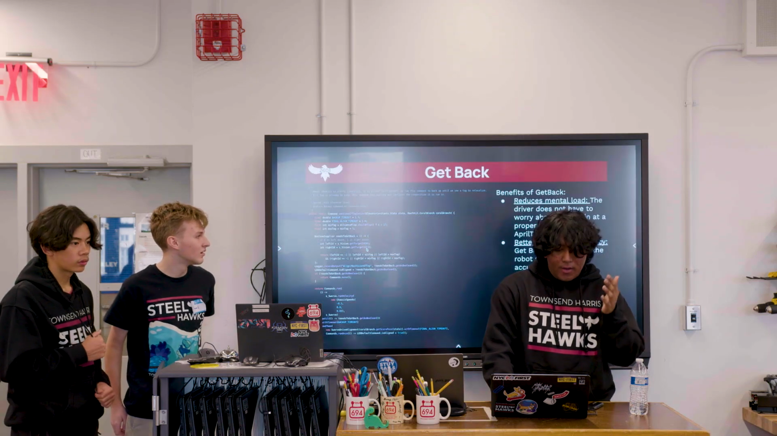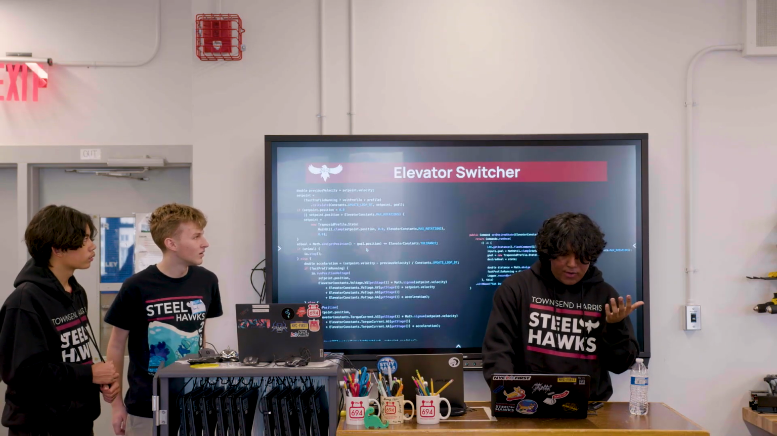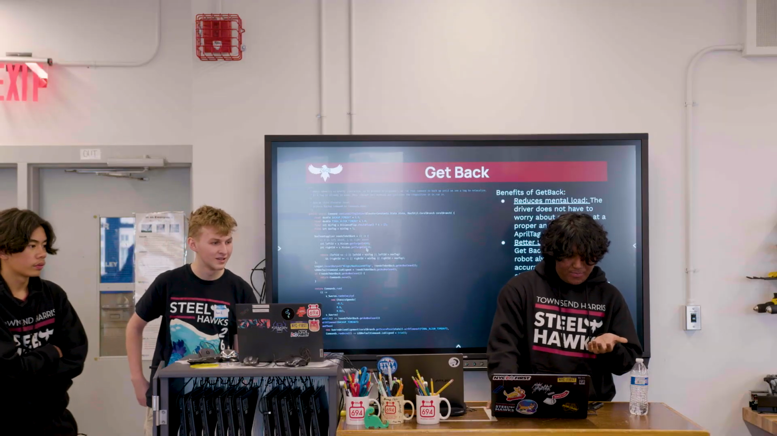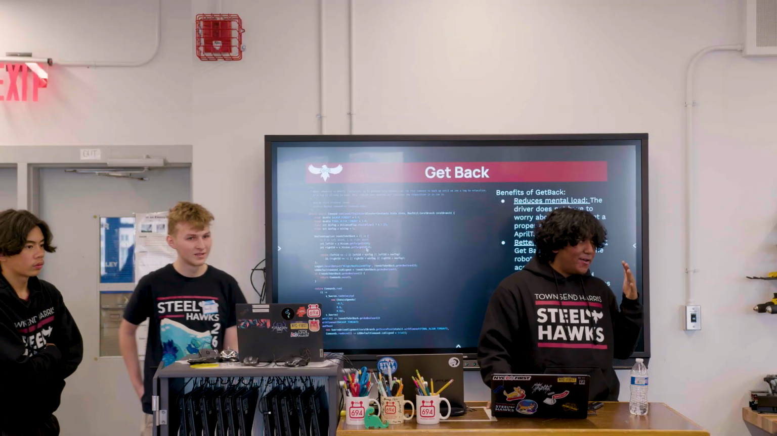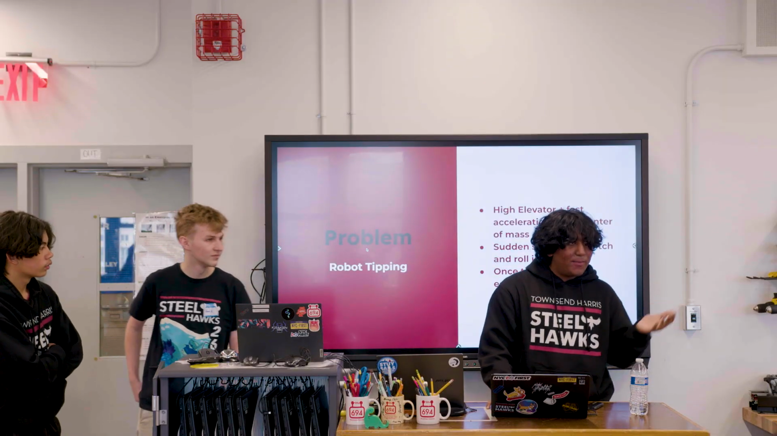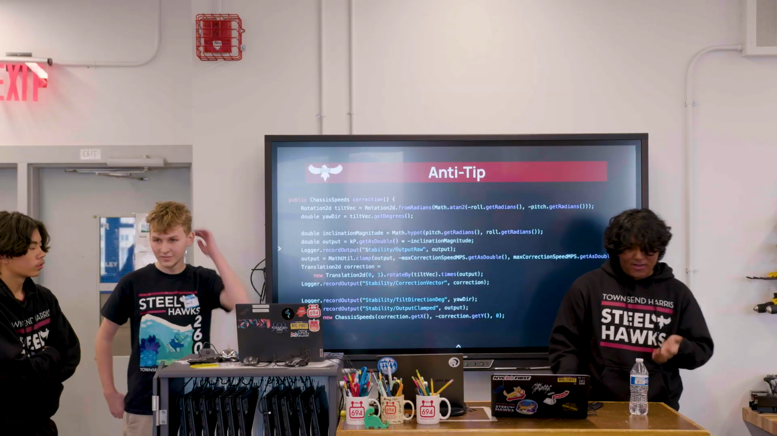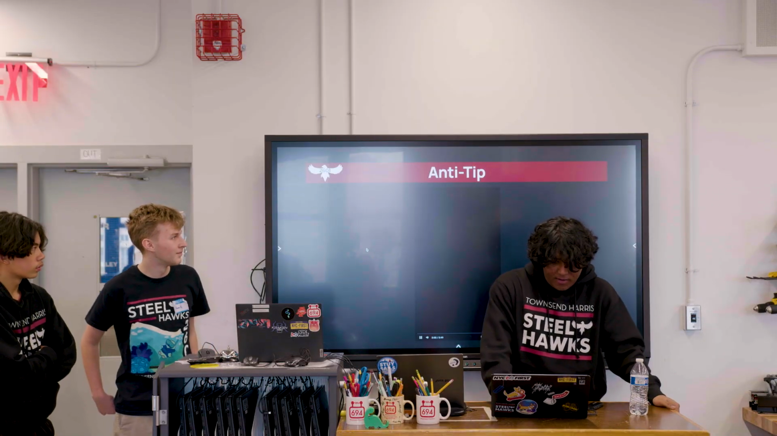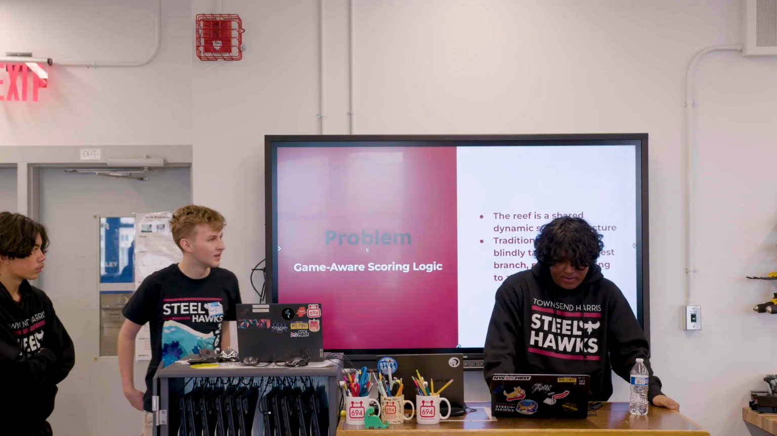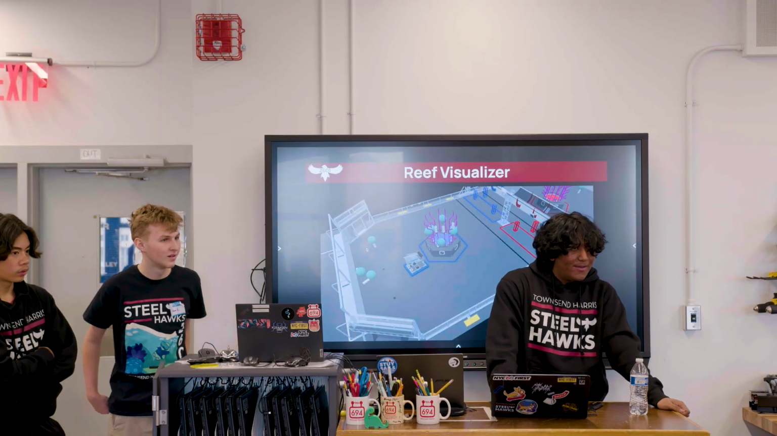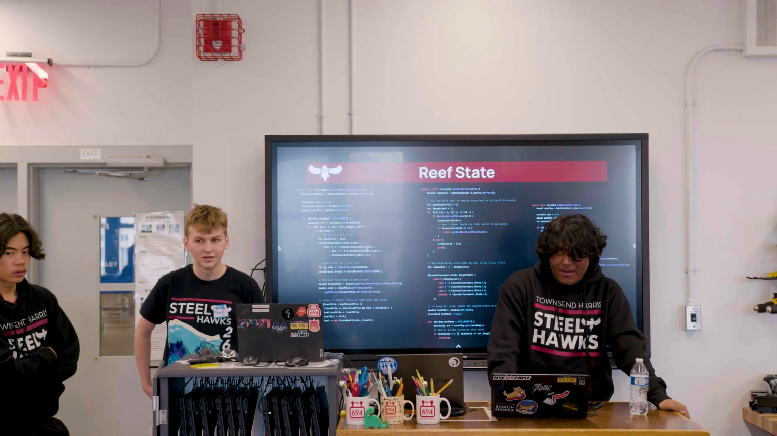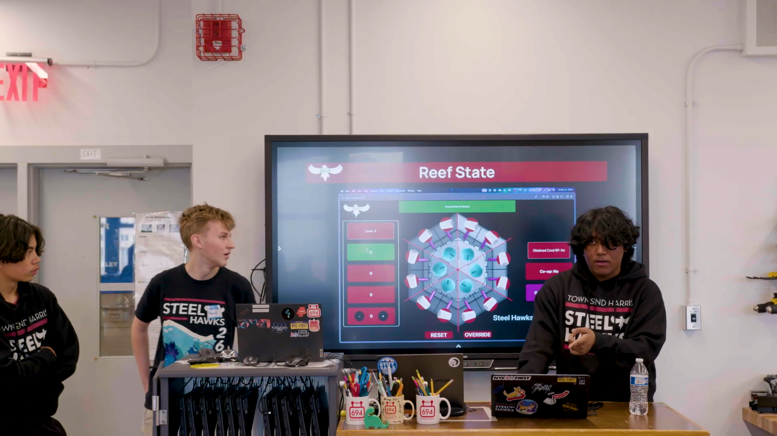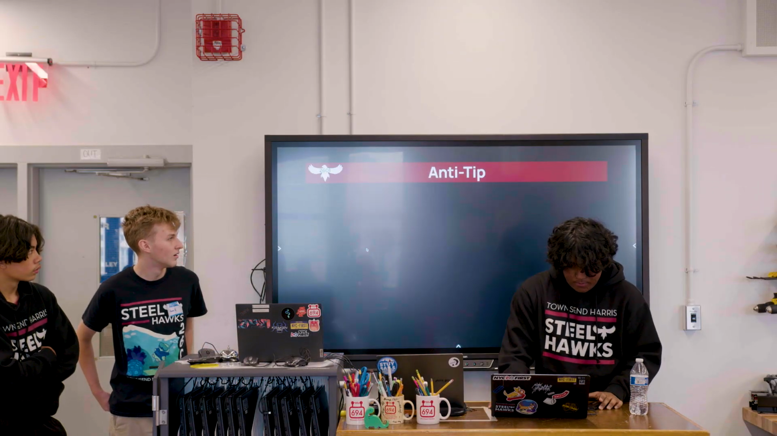Quest lab? So I think we have a few more. We have get back, which is if you can't see the AprilTag, you'll move back until you see it. Robot tipping is an algorithm that stops your robot from tipping if you accelerate too hard with the elevator up. Or do you guys want to talk a little bit about class and reef state? You don't have time. I want to see a picture of the answer. Picture of this? No, the anti-tip. Oh, anti-tip.